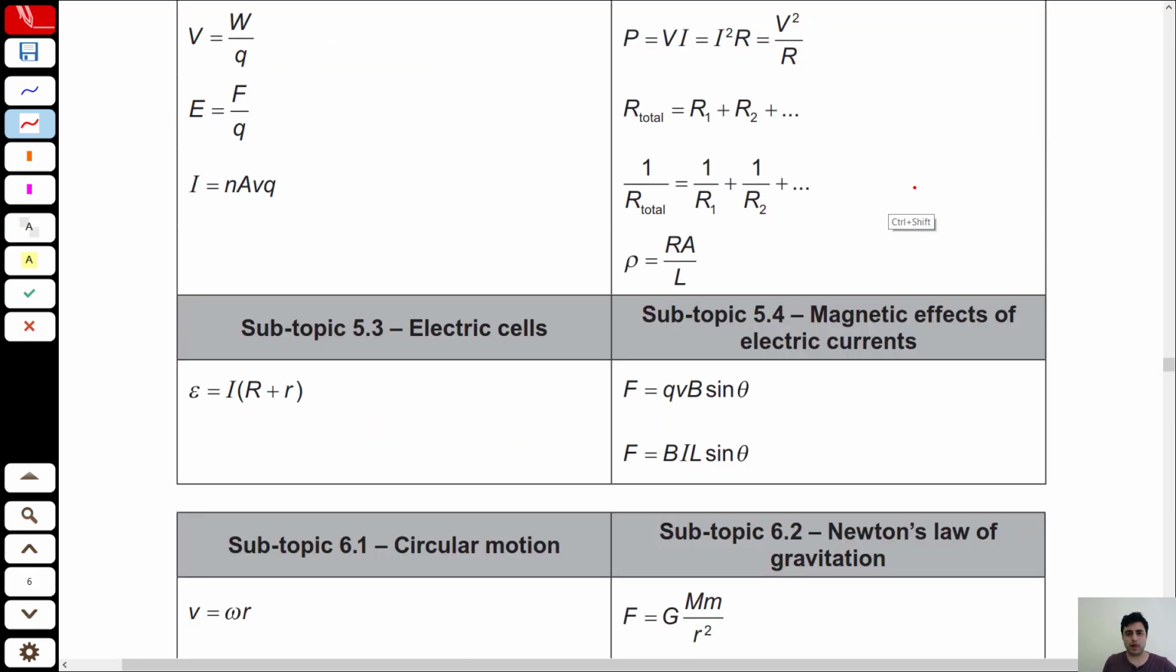Okay, so we have to go back to the data booklet and see we have really used this equation. So the magnetic force generated is equal to BIL sine theta. B is the magnetic field strength, I is the current passing through the conducting wire, and L is the length of the wire inside the magnetic field, and sine theta. Theta is the angle between the normal component of the magnetic field and the wire.